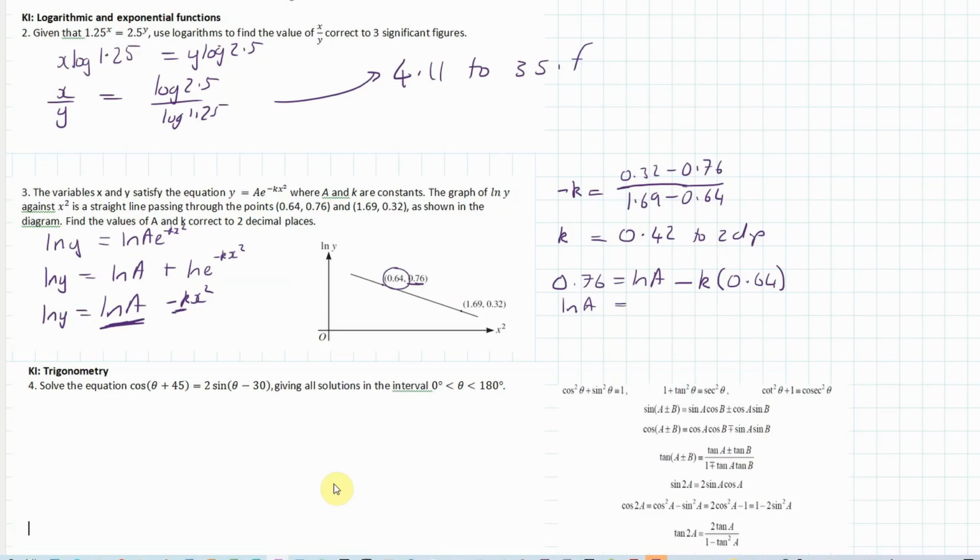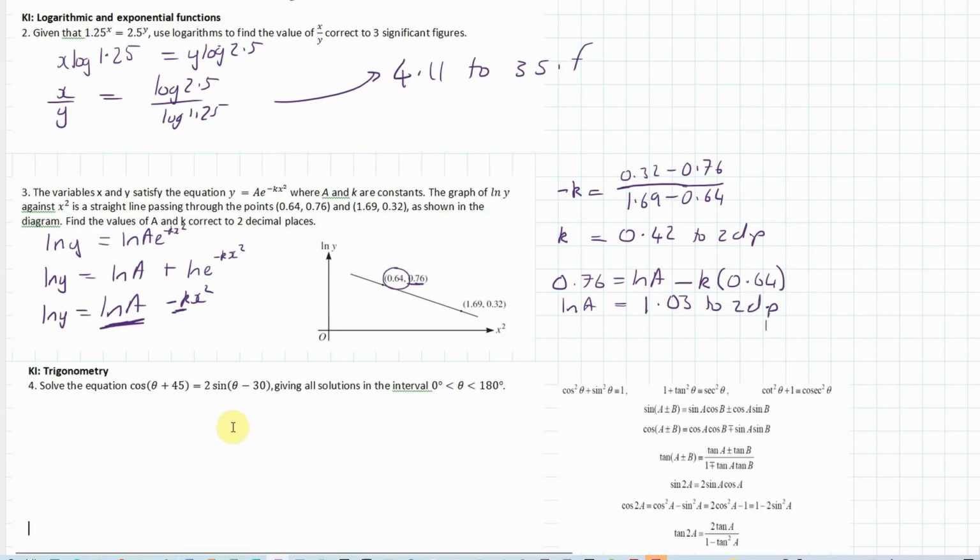So when I do that, and I add it to the 0.76, I'm getting 1.03 to 2 dp. Okay, I have a track record of getting these wrong, just doing dumb things, so I hope that's okay.